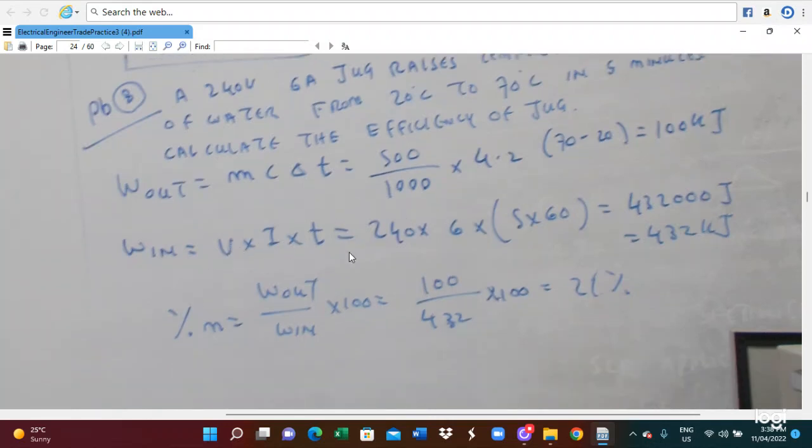What is the input? It is VIT: voltage, current, and time. Voltage 240 volts, current 6, time is 5 minutes, so 5 times 60. You get 432 kilojoules. Therefore, W out divided by W in, so 100 divided by 432 times 100, you get 21%.